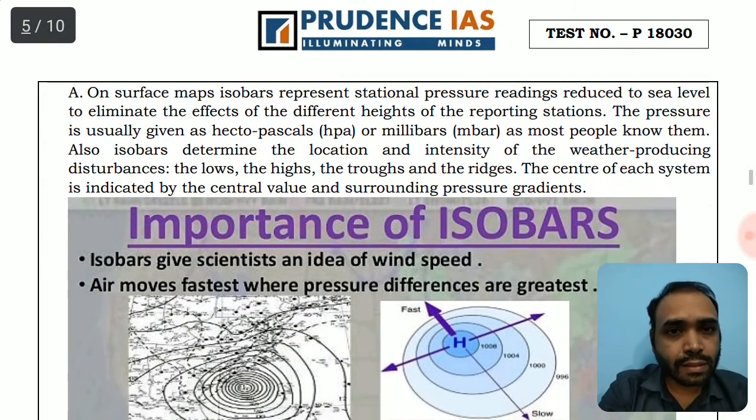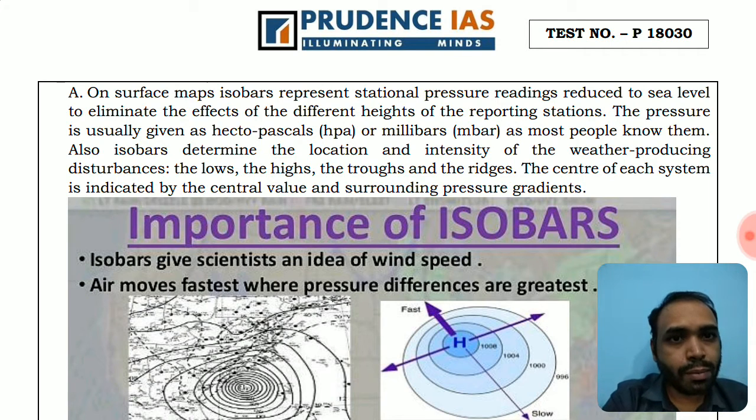Let's know more about isobars and their utility. On surface maps, isobars represent station pressure readings adjusted to sea level to eliminate the effects of differences in heights of reporting stations. Some stations can be located well above sea level and some very near to it, so to eliminate the effects of these height differences, they are reduced and adjusted to sea level pressure recording. The pressure is usually given in hectopascals or millibars, as most people know them.